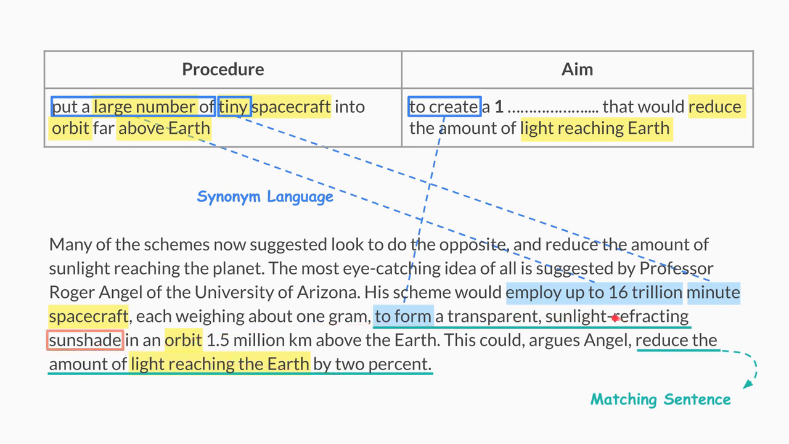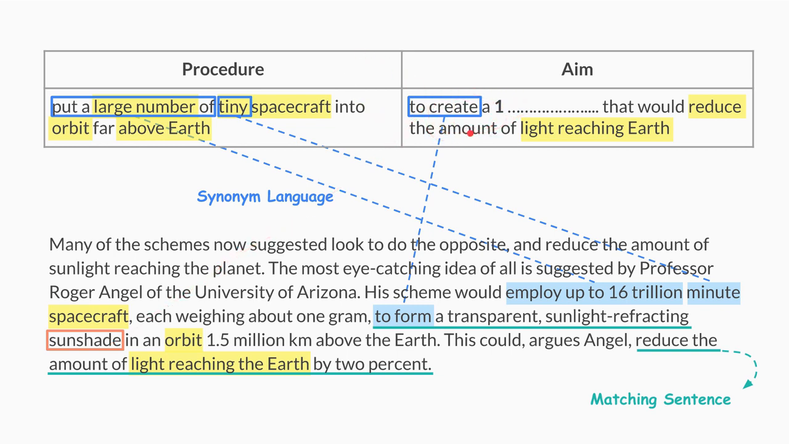To form what? To form a transparent, sunlight refracting sunshade. That is a noun. Something, okay? So that's how the connecting words can help us. The connecting word is telling me that it's going to be something, to create something. So the answer cannot be transparent, right? That's an adjective. It can also not be sunlight refracting. That's also not a noun. It's an adjective. So the correct answer is sunshade. That is a noun. So very useful to pay attention to these connecting keywords.